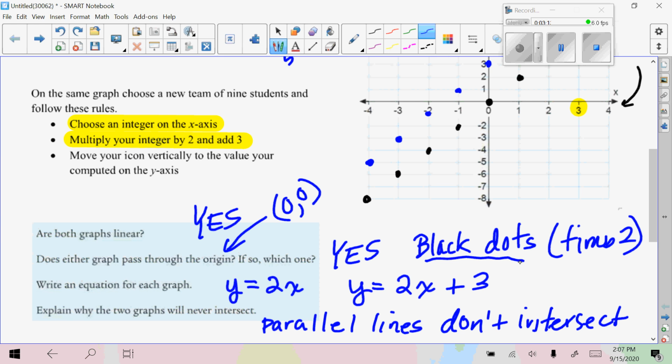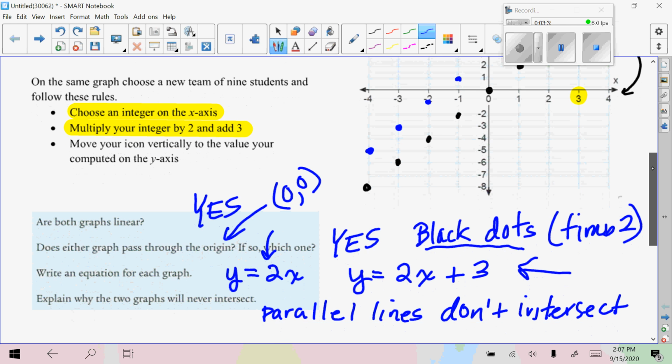Write an equation for each graph. Well, my 2 equations are y equals 2 times x. Remember, x are the numbers on the x-axis. And y equals 2 times x plus 3. In algebra, this is what the equations would look like. And explain why the 2 graphs will never intersect. That's because they're parallel, and parallel lines never intersect.